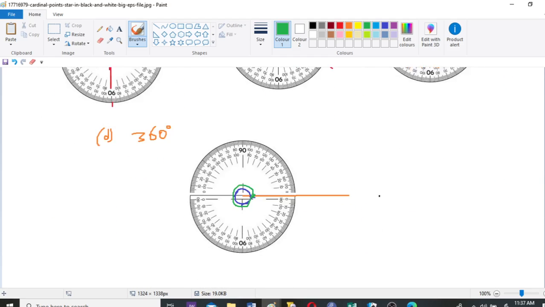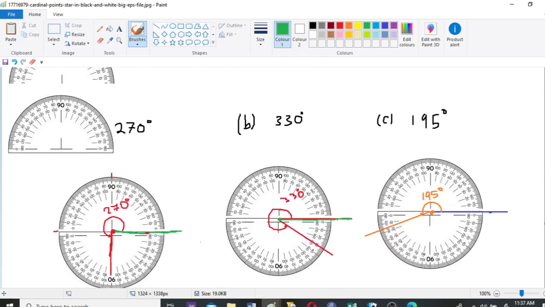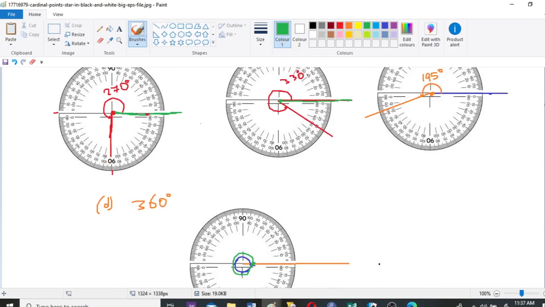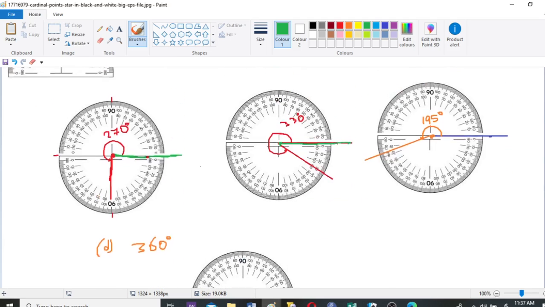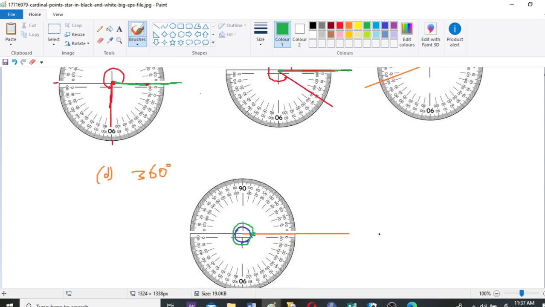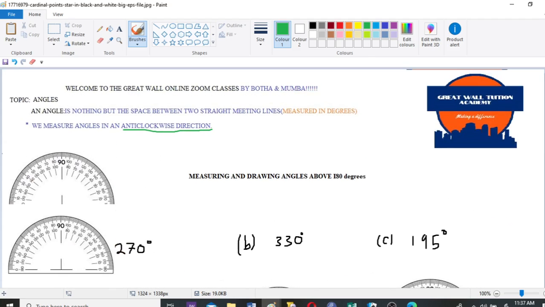So this topic is very important when it comes to construction. In the next class, I'm going to introduce you to construction, so make sure you know how to use a protractor to draw angles, be it from 0 to 180 and above 180, because we are going to make use of this knowledge.